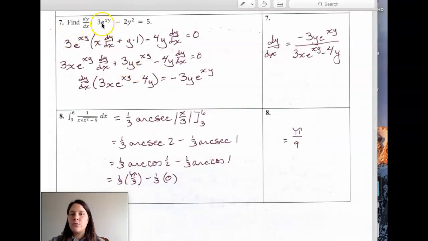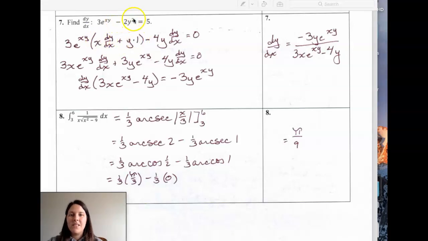Number 7, just finding the derivative. We've got implicit differentiation. So we have the derivative of 3 times e to the xy. The derivative of e to a power is itself, but then the derivative of that power is product rule. So the derivative of x times y is 1 d2 add 2 d1. That's what we get inside the parentheses here. And then the derivative of that negative 2y squared gives us a negative 4y chain rule dy dx. Derivative of 5 is 0.